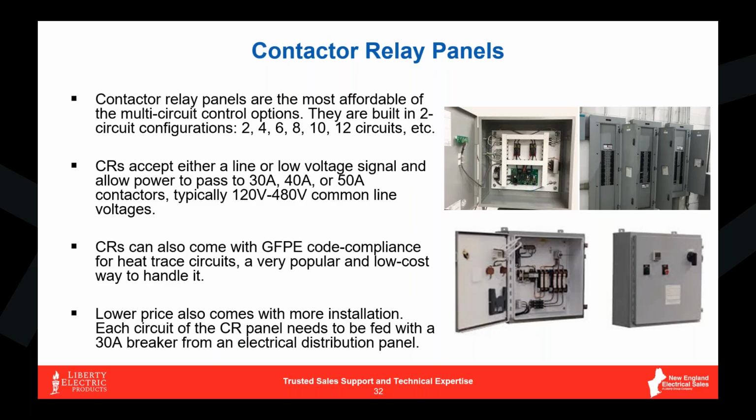Contactor relays are built in even numbered circuits, so 2, 4, 6, 8, 10, etc. And you can choose on contactor size between 30 up to 50 amp on the contactors. Well, since we're feeding with a 30 amp 2-pole breaker all the time anyways, generally not a whole lot of reason to go higher on the contactor unless, again, there's a reason for it. So generally we'll set these panels up to have 30 or 40 amp contactors in them. And then we'll use anything from either a line voltage sensor, or you can use a low voltage sensor.